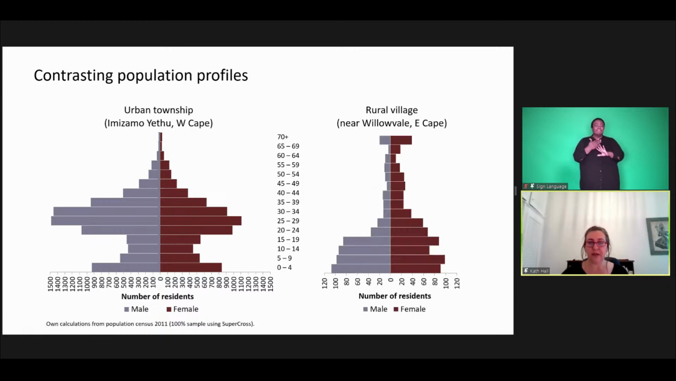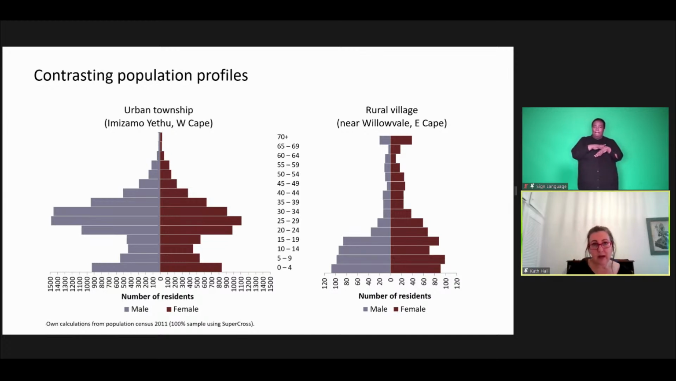The rural village has almost the opposite profile. It's a much smaller population, a very small village, but it's overwhelmingly dominated by children, with a hollowed out prime age adult population and some elderly people. So then that raises the question, where is the parent generation? And also, how would it differ if the census happened at Christmas time, for example?